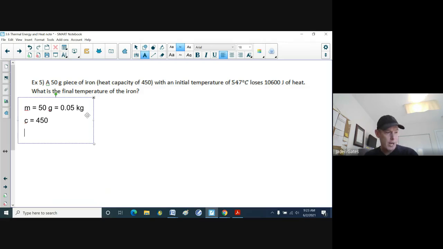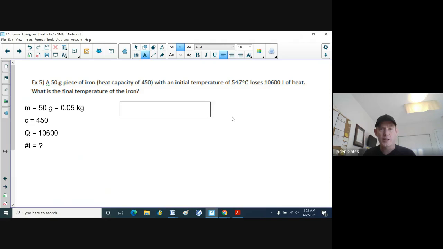Now the Q value: it loses 10,600. Going to lose that much energy. So we're going to be able to figure out the change in temperature here, and that's what's left. We're going to have to find the change in temperature before we actually find out the final temperature, because this formula we have doesn't have the final temperature in it. But we do know it starts off with 547. We know it loses heat, so we're going to have to subtract a number here. So let's get that number.